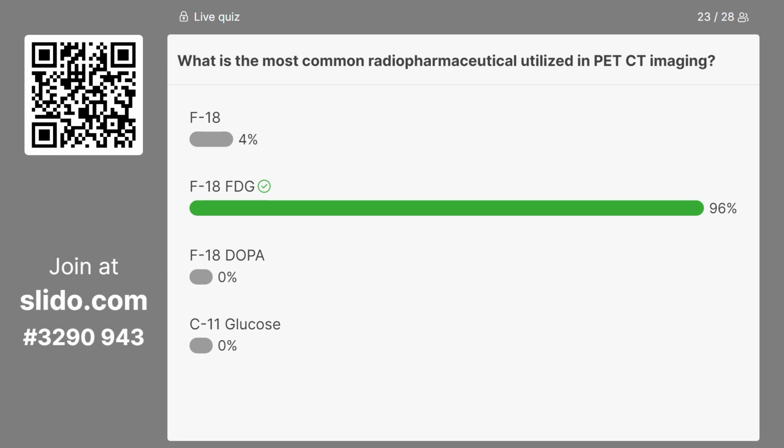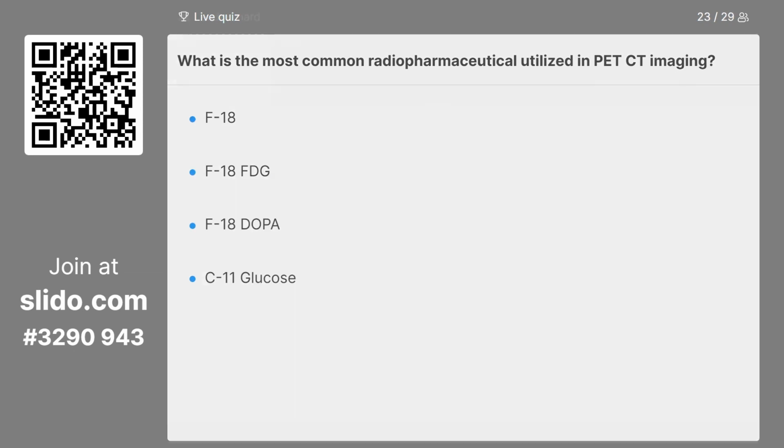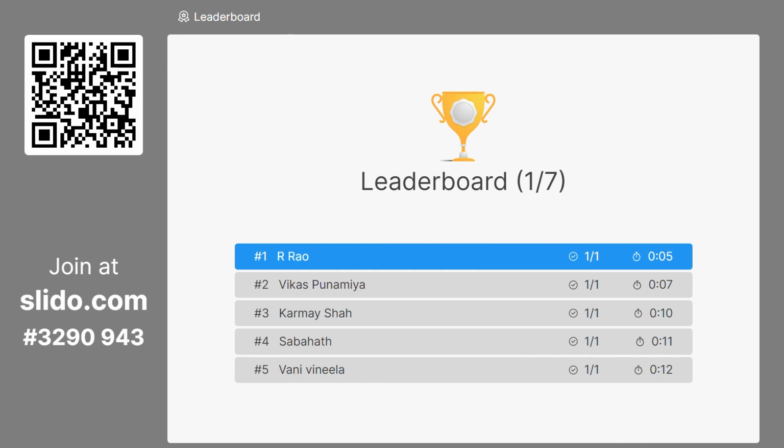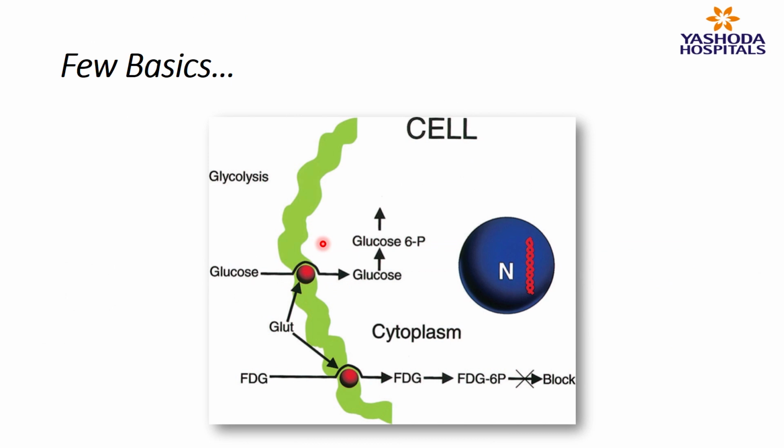So coming to the next slide. This is how FDG is internalized into the cell. Basically, FDG is a glucose analog, and it is internalized by the cell through the GLUT receptors. After entering the cell, it enters the HMP shunt, where glucose is phosphorylated to glucose 6 phosphate. Similarly, FDG will be phosphorylated to FDG 6 phosphate.